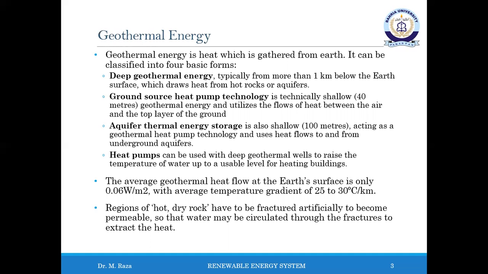The average geothermal heat flow at the Earth's surface is only 0.06 watt per meter square, with the average temperature gradient of 25 to 30 degrees Celsius per kilometer. This continuous heat current is trivial compared with other renewable supplies in the above surface environment, that in total average about 500 watt per meter square. However, at certain specific locations, increased temperature gradients occur, indicating significant geothermal resources.